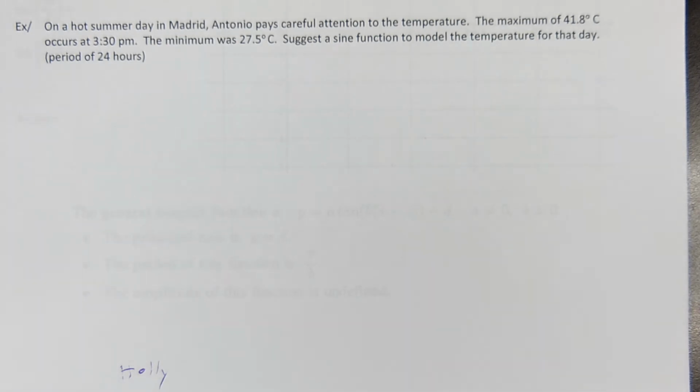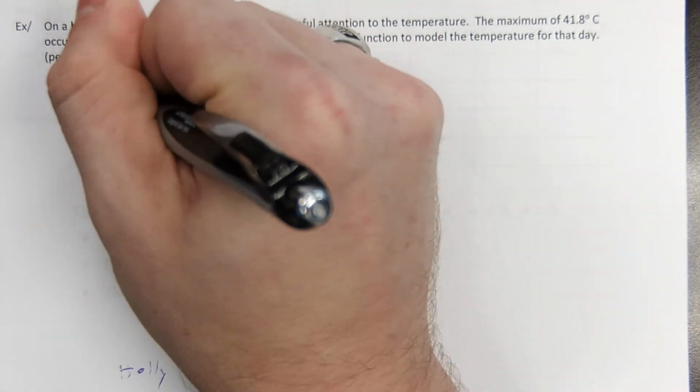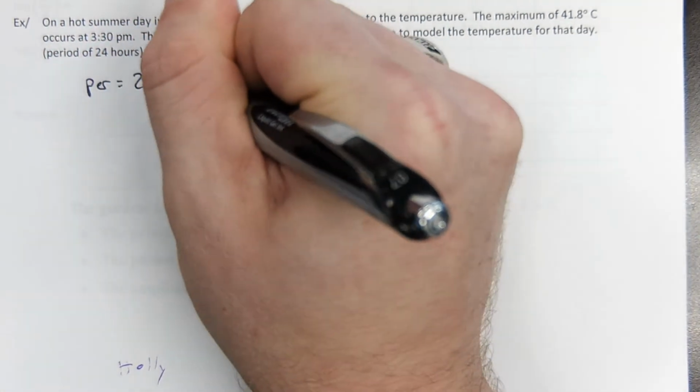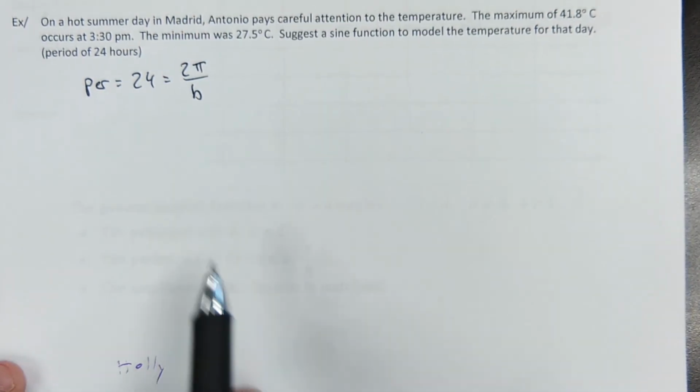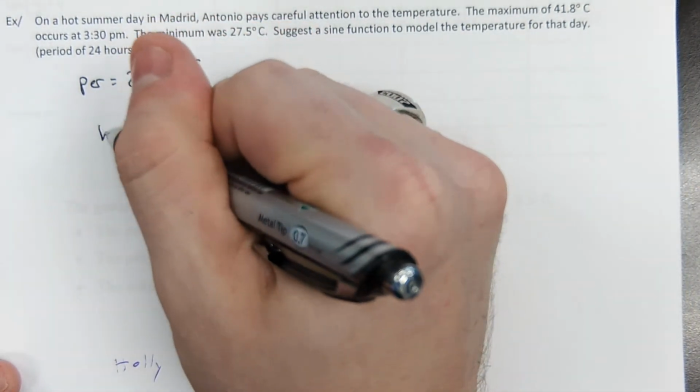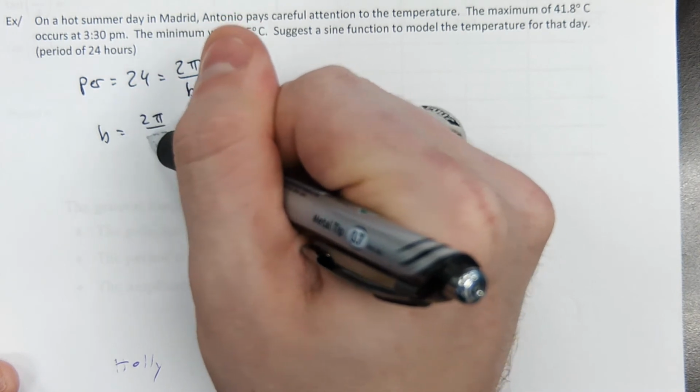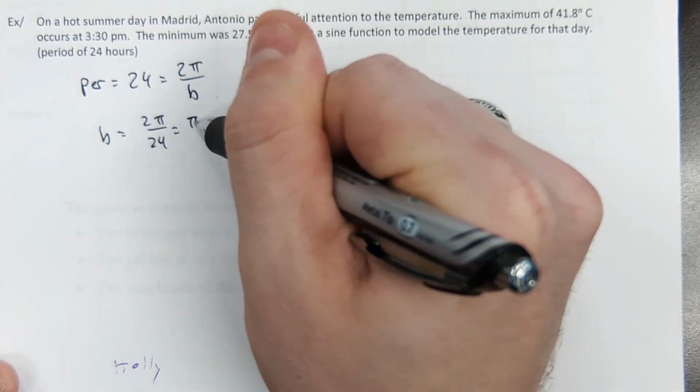So we have a period length of 24 hours. Well, we know the period's 24 hours. That means we can try to, remember, it's supposed to be 2 pi over b. So if you'd like to solve for b, you can just switch these two and you get that b equals 2 pi over 24, which is pi over 12.